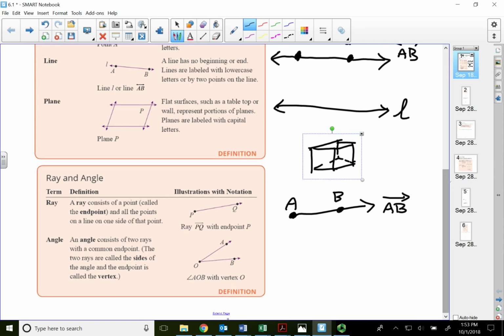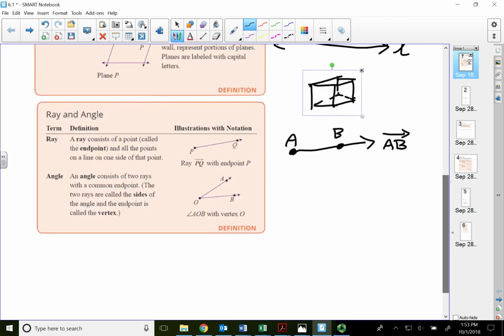If I get 2 rays, then I can form an angle. An angle consists of 2 rays with a common endpoint. The 2 rays are called the sides of the angle, and the endpoint is called the vertex. So here I have ray OA, and if I draw another ray that shares the same endpoint at O, we call this ray OB. So 2 rays sharing the same common endpoint create an angle, and that endpoint is called the vertex.